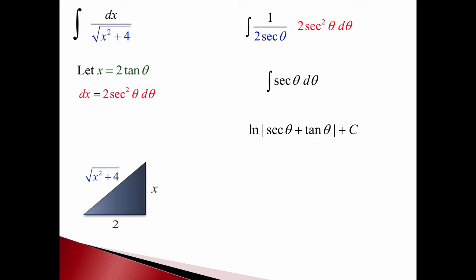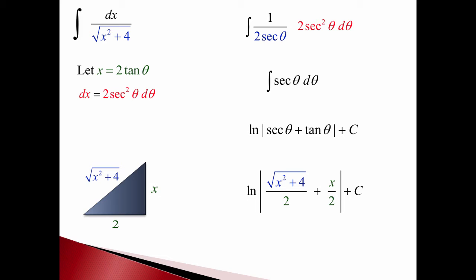So what's the secant of theta? That's the first thing I need to fill in here. Secant of theta, well, that's going to be hypotenuse over adjacent. Or if you're not used to thinking about secants, I always have to say secant is the reciprocal of cosine. Cosine would be adjacent over hypotenuse. So the reciprocal would be hypotenuse over adjacent. So secant theta would be the square root of x squared plus 4 over 2.